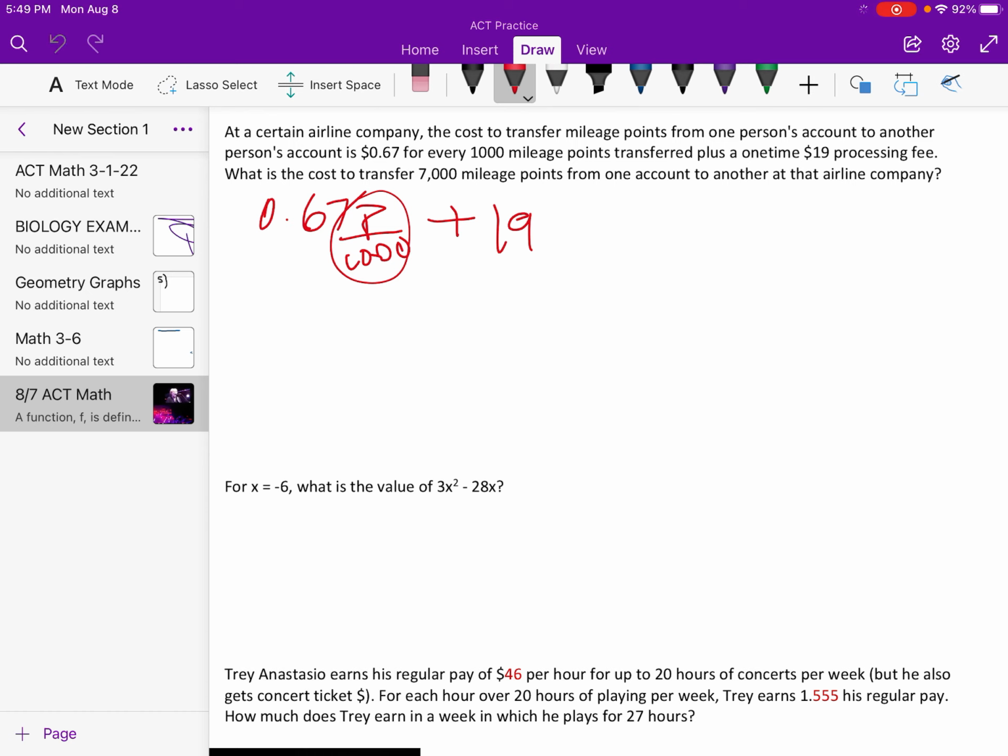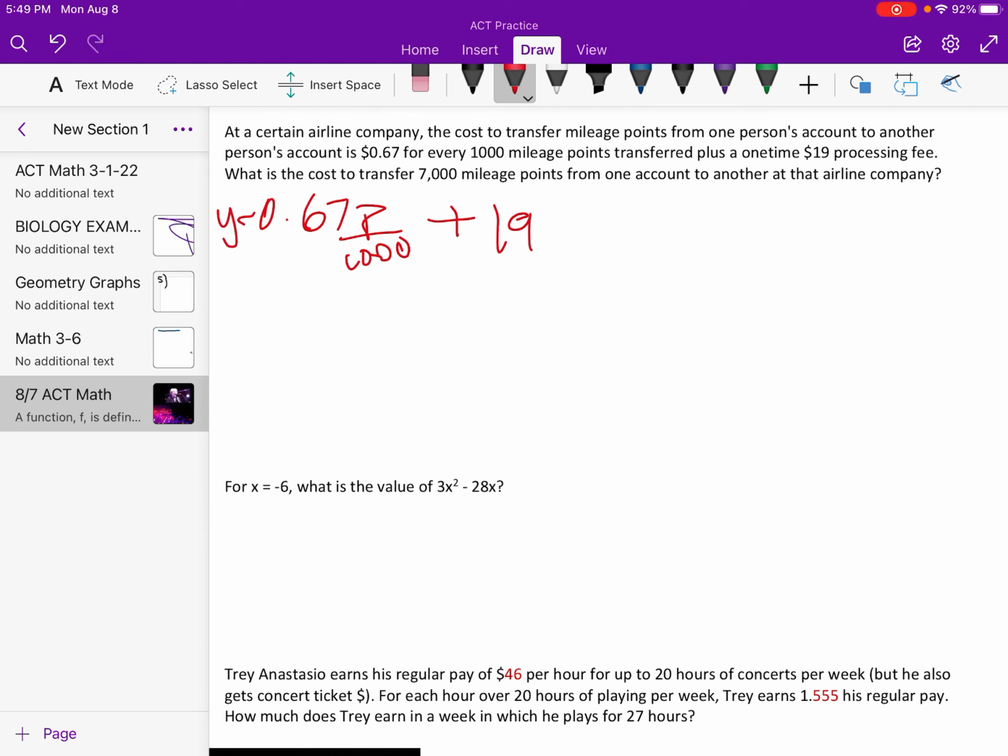Why are we doing divided by 1,000? And I apologize if you already know this, but I'm just saying this for those people that might watch this that wouldn't know. Since it's per every 1,000 mileage points, if you have one point, that's only 1,000th of what it would be for 67 cents. If that makes sense.